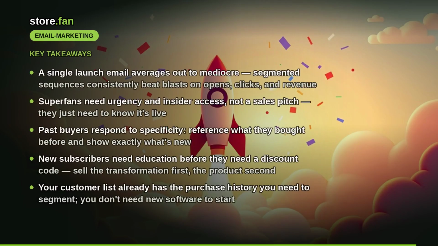Key takeaways. A single launch email averages out to mediocre. Segmented sequences consistently beat blasts on opens, clicks, and revenue per subscriber. Superfans need urgency and insider access, not a sales pitch. They just need to know it's live.